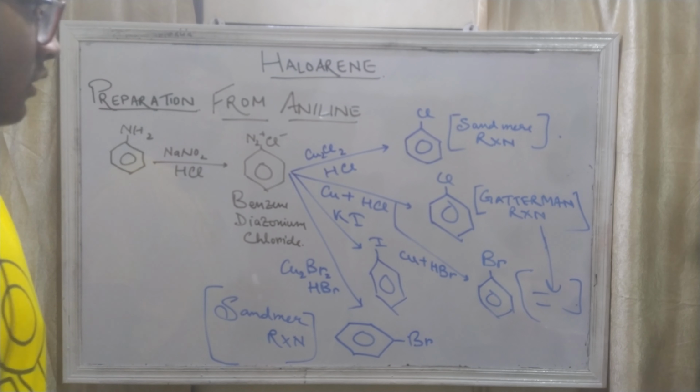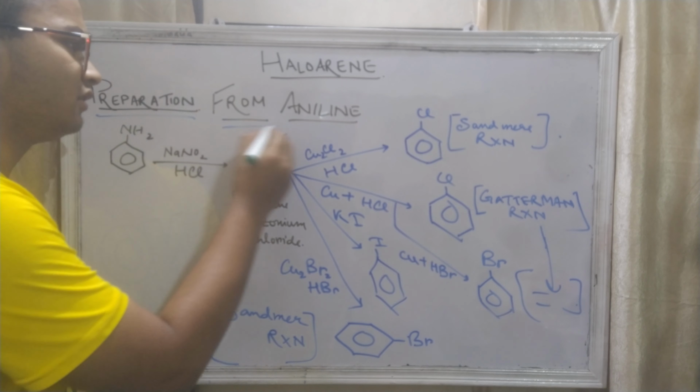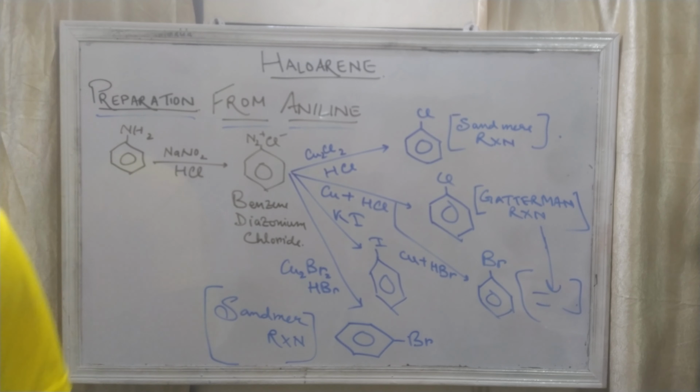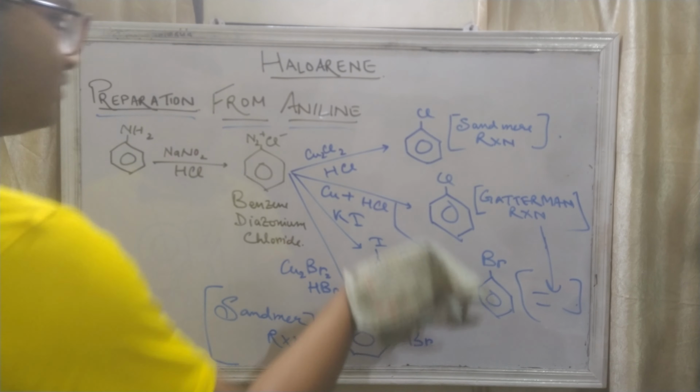Okay. So this was about the preparation from the aniline, and this was all about the preparation of your hydrocarbons or the aryl halides. Now among this, if you have noticed, I have not mentioned the preparation of your fluorine. Fluorine has an exceptional method of preparation. So for that, we will prepare fluorine from benzene diazonium chloride only. So for that, let's erase this portion first.